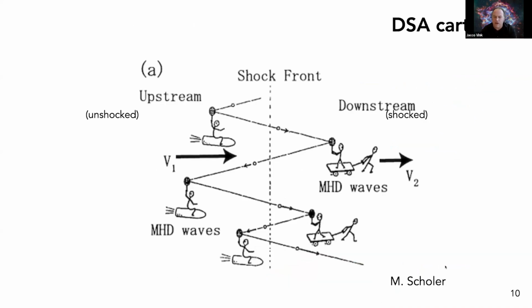This is sort of the cartoon picture that we have of this. So you have particles bouncing back and forth between both sides of the shock front. They're scattering by the MHD waves, and that's how they gain energy. Delta E over E is delta V over c.